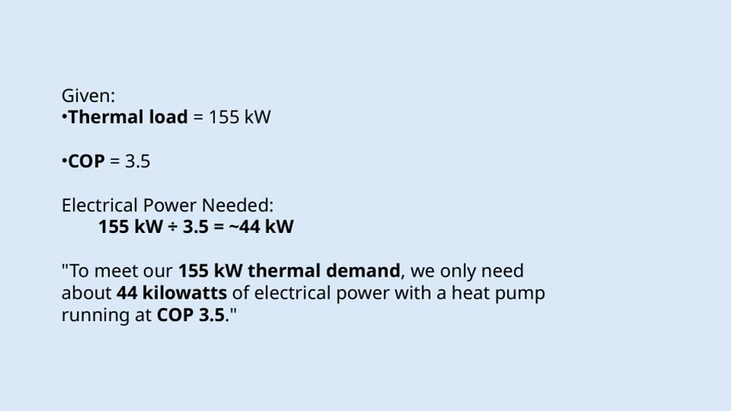To meet our 155 kW thermal demand, we need to consider the efficiency of our heat pump, which is measured by its COP, or coefficient of performance. In this case, the COP is 3.5, meaning that for every unit of electrical energy we put in, we get 3.5 units of heat energy out. So, instead of using 155 kW of electrical power directly, we can calculate the actual power needed by dividing the thermal load by the COP. That gives us approximately 44 kW of electrical power.